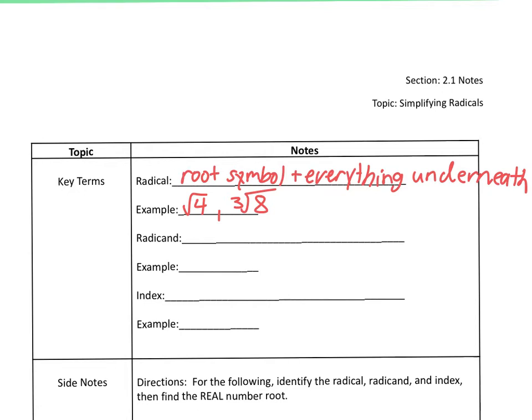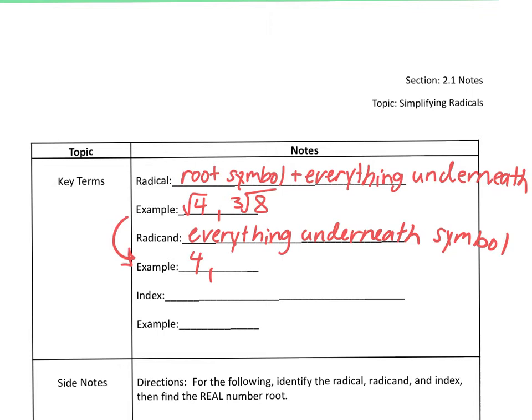Similar word but different, the radicand. This is just everything underneath the symbol. Okay, so for instance, let's just use those same examples that I gave you in the beginning. What would be the radicand of the square root of 4? 4. And what would be the radicand of the cubed root of 8? 8. Okay, so those would just be the examples.